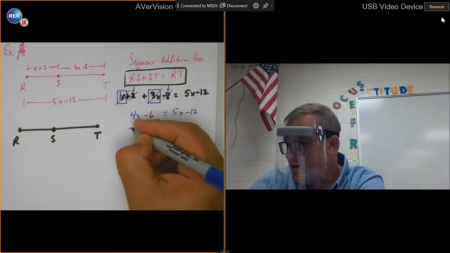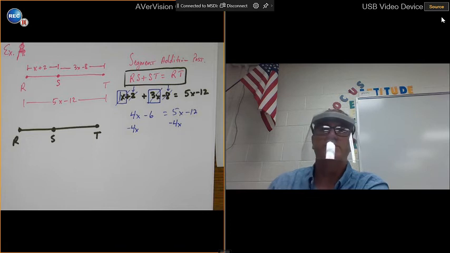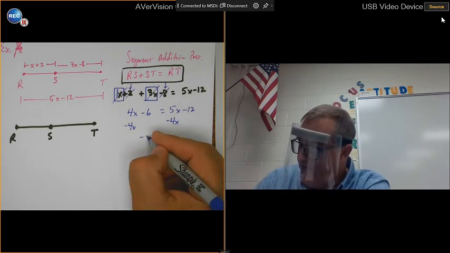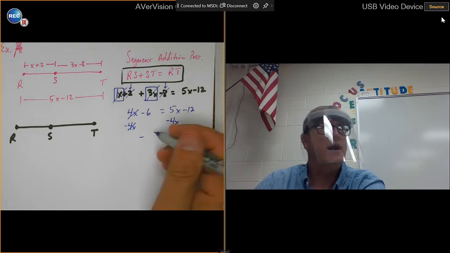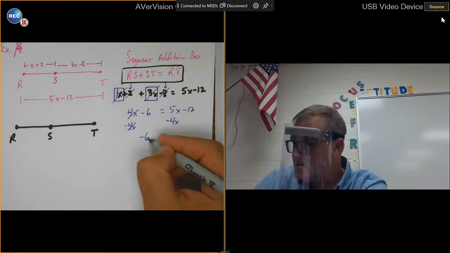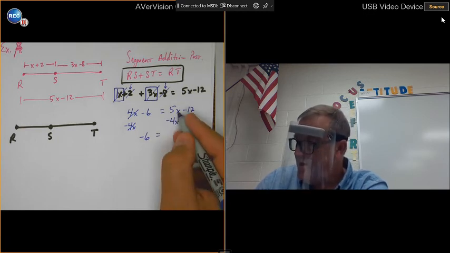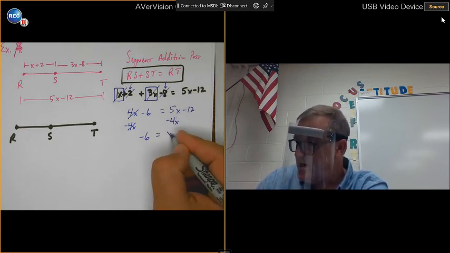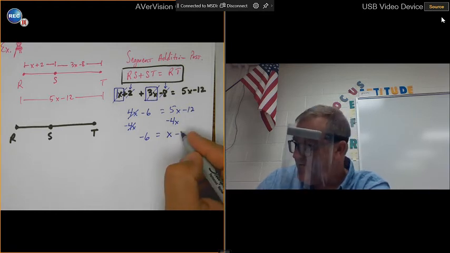Okay. So let's subtract 4x from both sides so we can get the x's on the same side of the equation. So now I have 4x minus 4x. Those eliminate, cancel out. I have negative 6. Don't forget that negative out in front of that 6. 5x minus 4x is just x. If there's a 1 in front, I don't need to write it. And then I still have a minus 12.